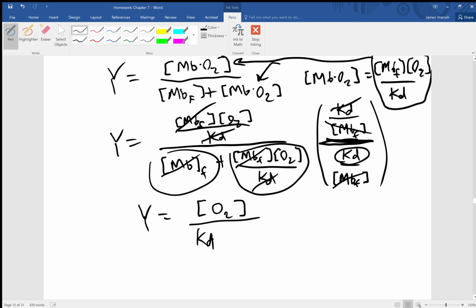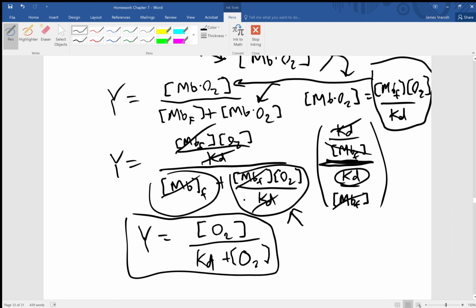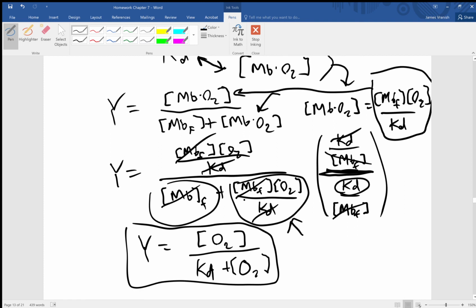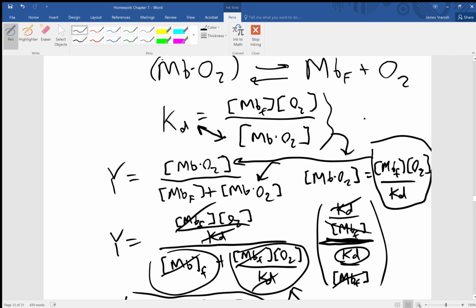The Kd gets multiplied by whatever was left there, which is 1, because when the myoglobin canceled out with the other myoglobin, we ended up with 1. So we have 1 times Kd, which gives us Kd there. And all that's left of the lower term to the right is just the concentration of oxygen. So now we have our final expression for the fractional binding of myoglobin to oxygen. Y is equal to the concentration of oxygen divided by Kd plus the concentration of oxygen. And that's it for question number 13.